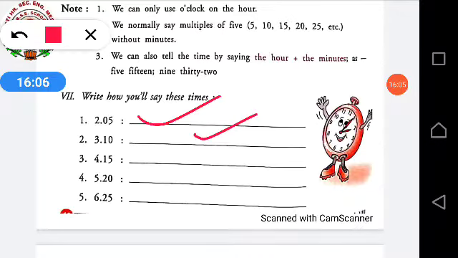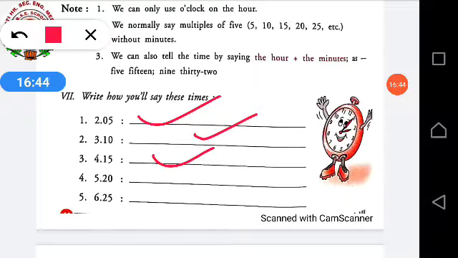Then 3:10, 10 past 3. That means 3 o'clock is already gone, 10 minutes extra. 4:15, that means in place of 4:15 we will be saying quarter past 4. When 4 o'clock is already gone and we have 15 minutes extra, at that time we will use quarter past 4. And if it's not yet 4 o'clock and 15 minutes are left, at that time we will use quarter to 5. Okay, 4:45 is quarter to 5. That means 15 minutes left. And quarter past 4 means past, already gone. That means after 4 o'clock, extra 15 minutes.